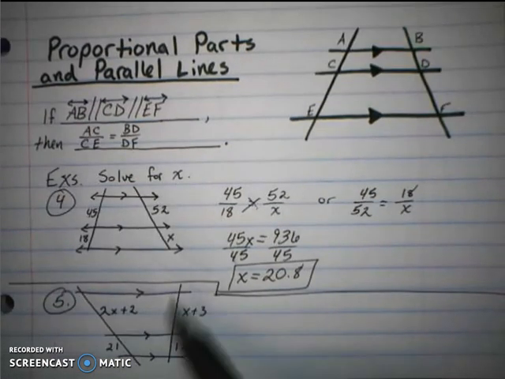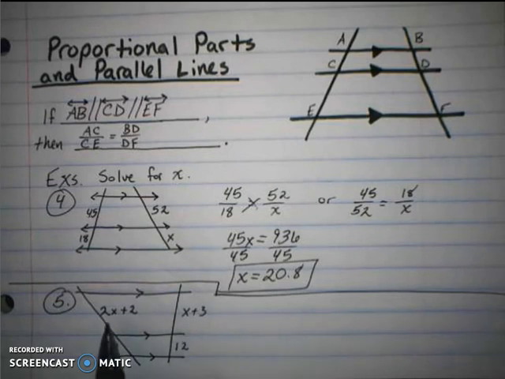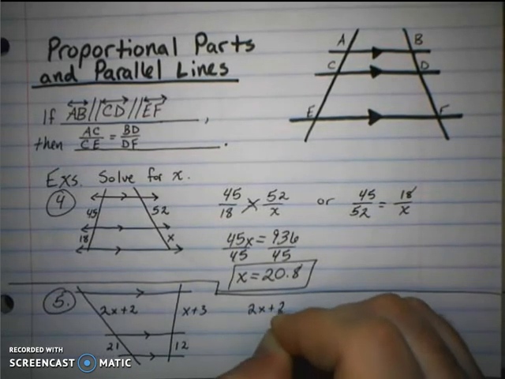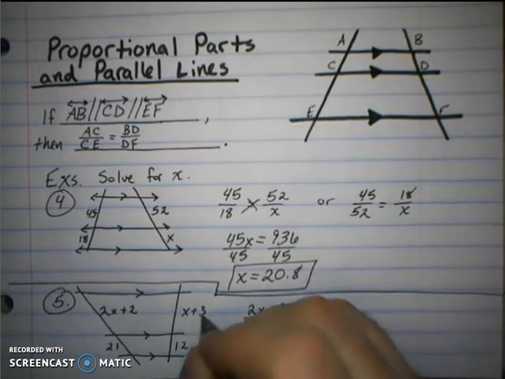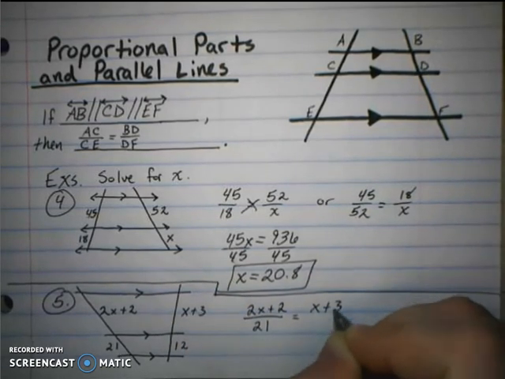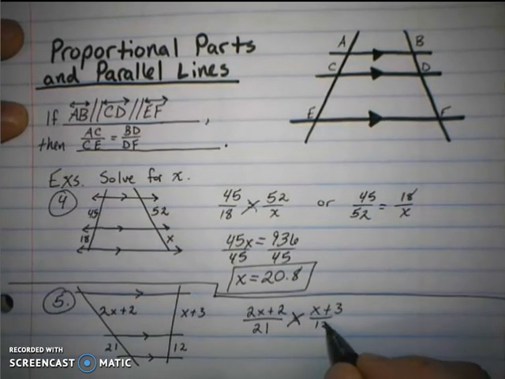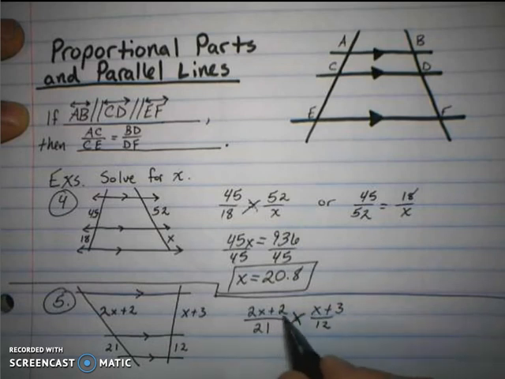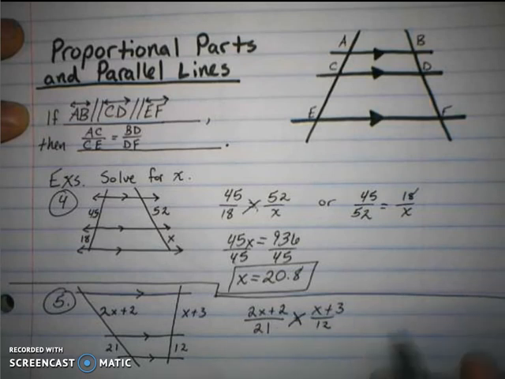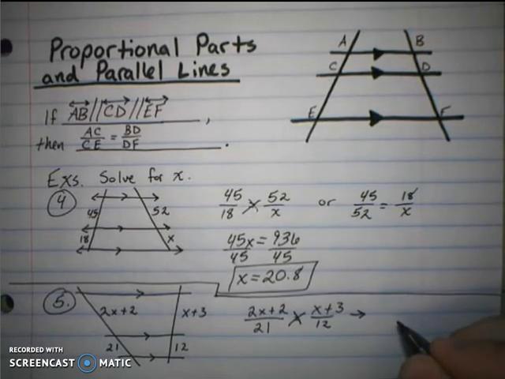So here we've got another set of lines intersected by three parallel lines, and we're given algebraic expressions. Instead of just an x, we're using other expressions, but we can still set up a proportion. In this case, I'm going to do 2x plus 2 over 21 equals x plus 3 over 12. And we should be pretty used to doing problems like this. When we multiply across, we have to distribute 12 to the 2x and the 2, and 21 to x and 3. So we get this, and we cross multiply.